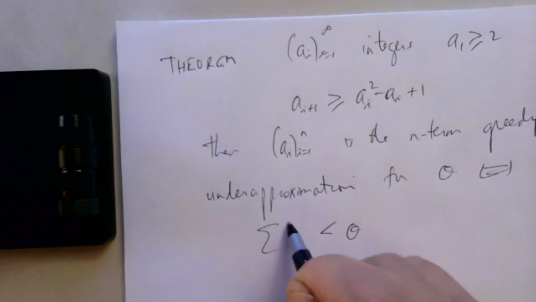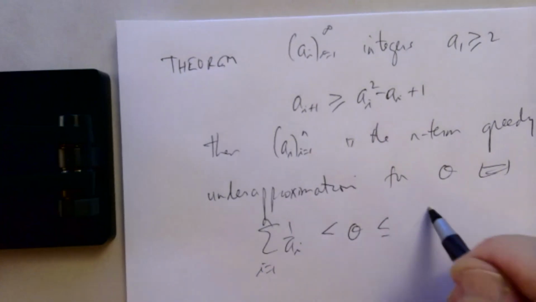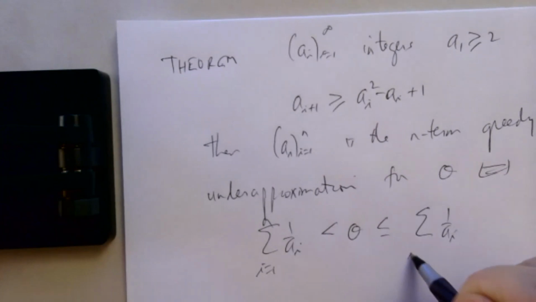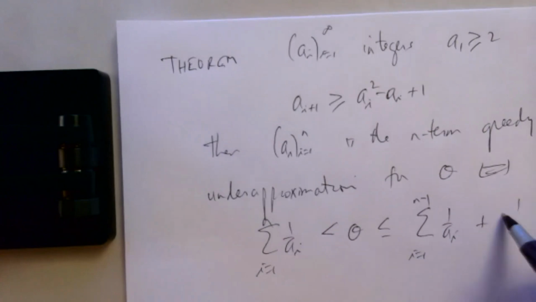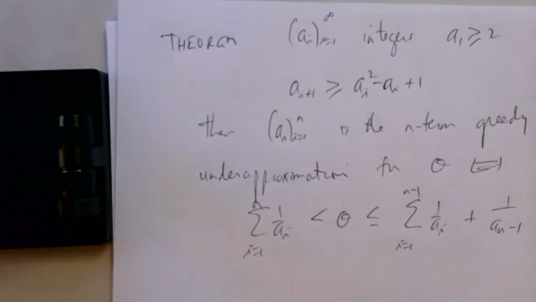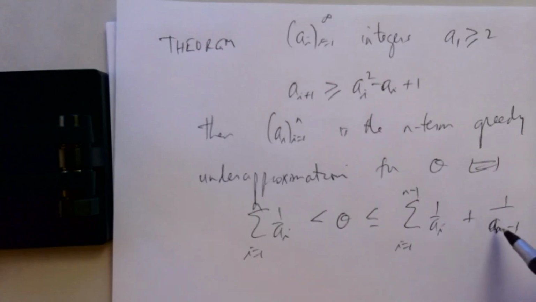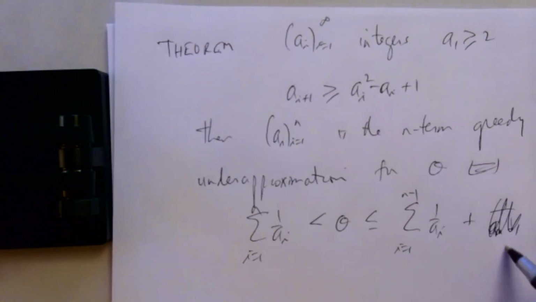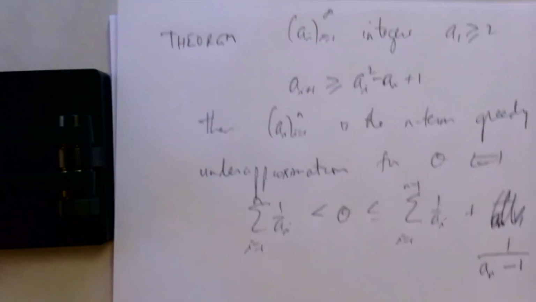theta is in this sort of half open interval, summation 1 over A I, I goes from 1 up to n, less than or equal to theta, less than or equal to summation 1 over A I, I goes from 1 to n minus 1, plus 1 over A sub n minus 1. Do you want 1 over A n minus 1, or do you want 1 over A n? Because then it'll be there twice. No, this is 1 over A n minus 1. Oh, okay. Thank you.